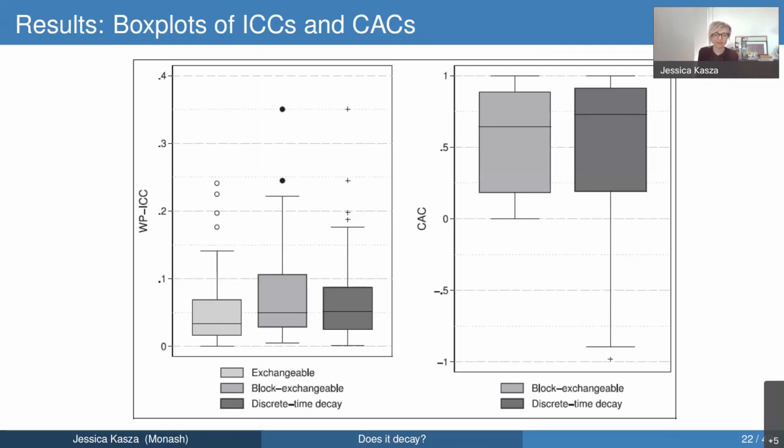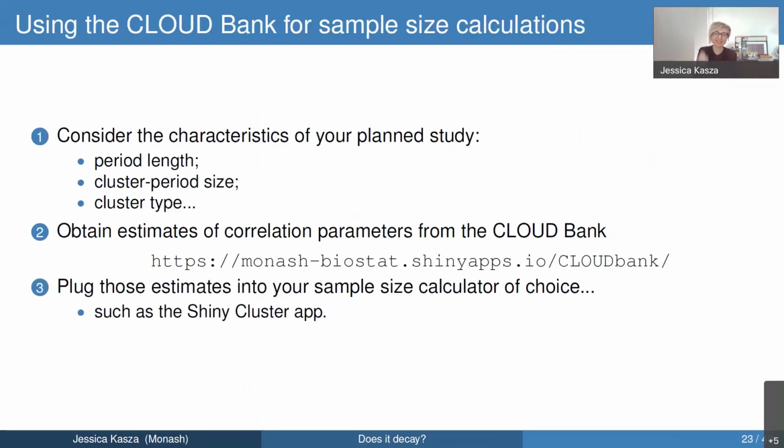Okay, so that's great. But how do you actually use this to help you plan your sample size calculations? Well, the first thing you would do is consider the characteristics of your planned study. What's your period length? What's your cluster period size? What's your cluster type? Are you looking at something in primary care?